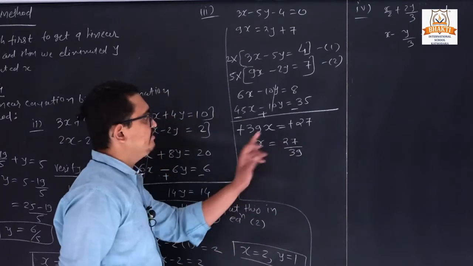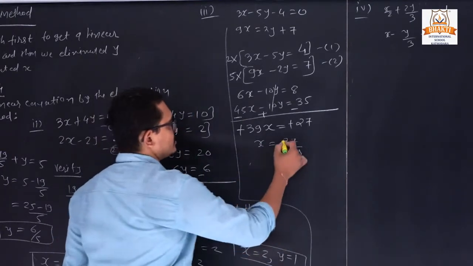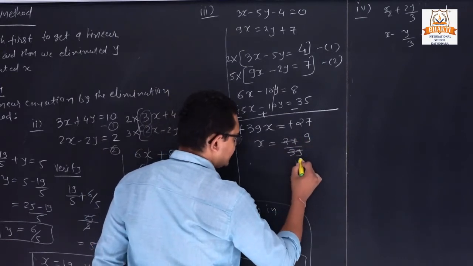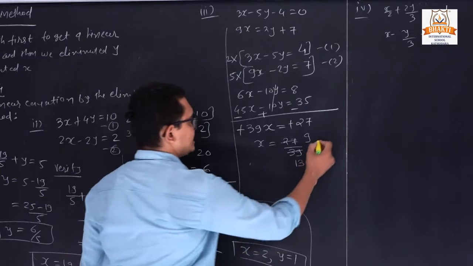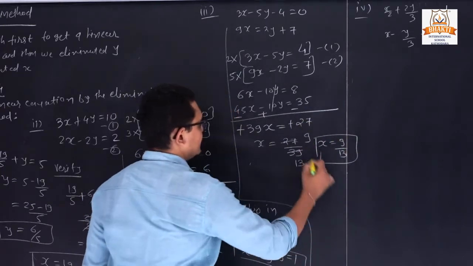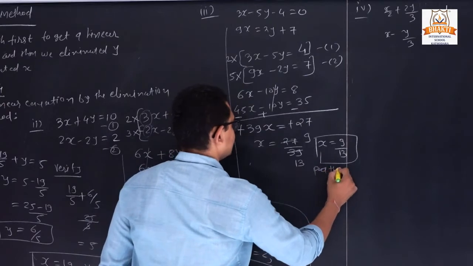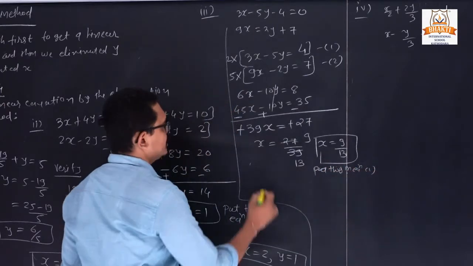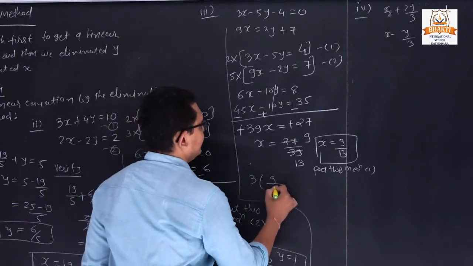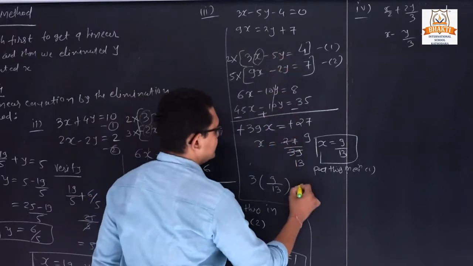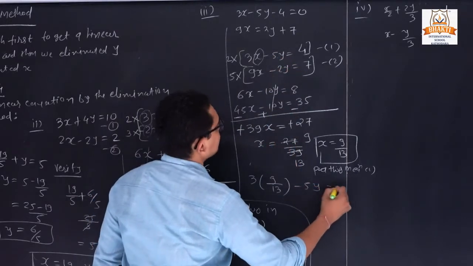Now these both are divisible by 3. So 3 9s are 27 and 3 13s are 39, so 9 upon 13. So what is x? 9 upon 13. So put this in equation number 1. So 3x is replaced with 9 upon 13, then minus 5y is equal to 4.